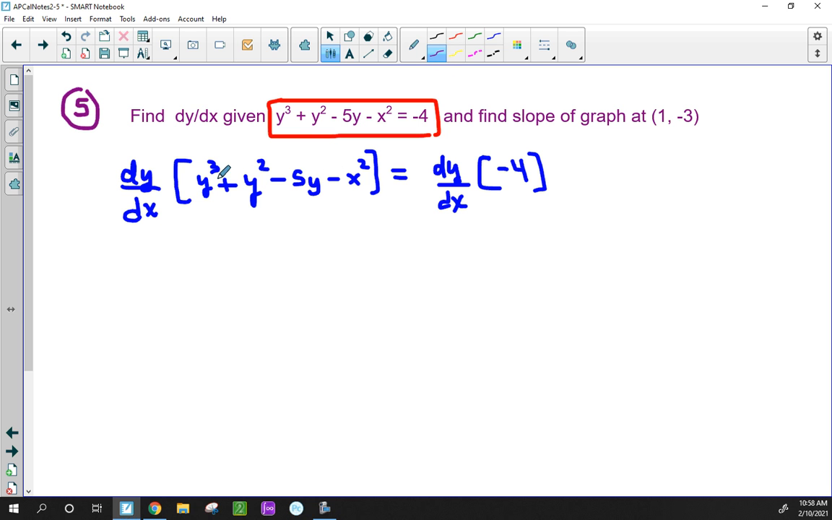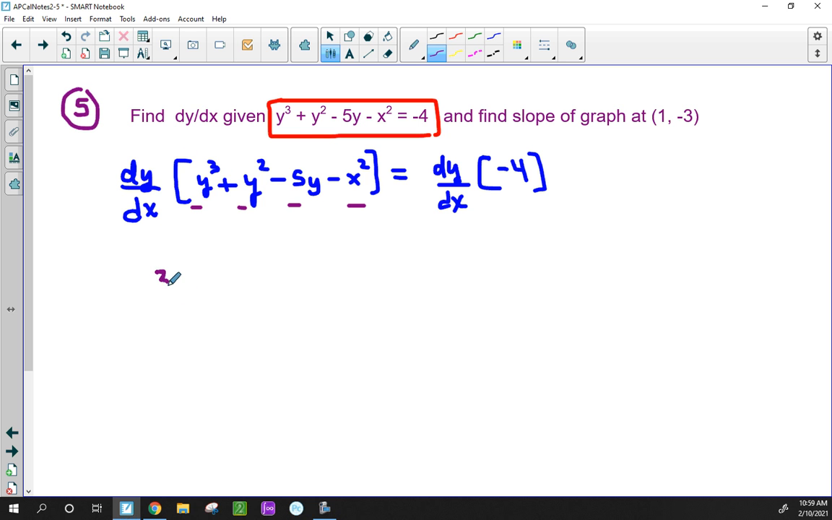Alright, so notice on the left side we have 4 terms. Okay, they are separated with plus and minus signs, which is good. Each term has a single letter in it, so I don't see any product rule going on. So that means I can do each individual term. Find the derivative of y with respect to x of y to the third. We're focused on this one first.